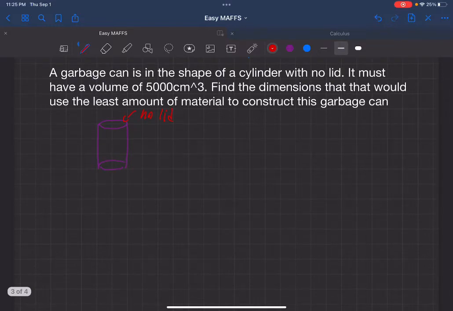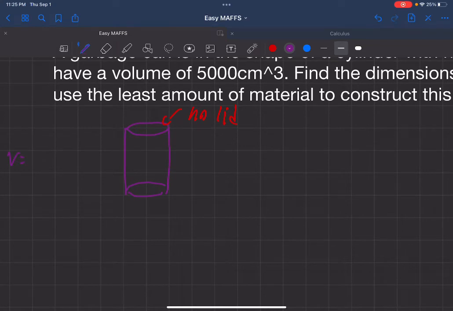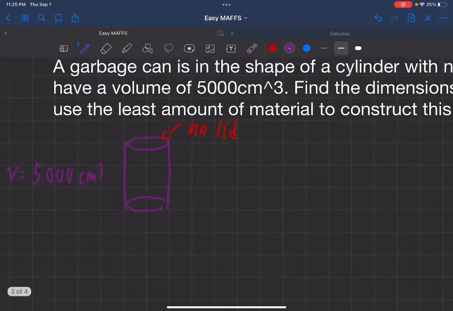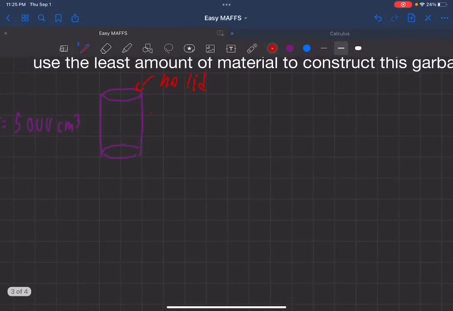And it must have a volume of 5,000 centimeters cubed. So our volume must equal 5,000 centimeters cubed. Find the dimensions that would use the least amount of material to construct this garbage can. So what would those dimensions be? Well, our height and our radius. I guess we could use our diameter, but it would just complicate this question.